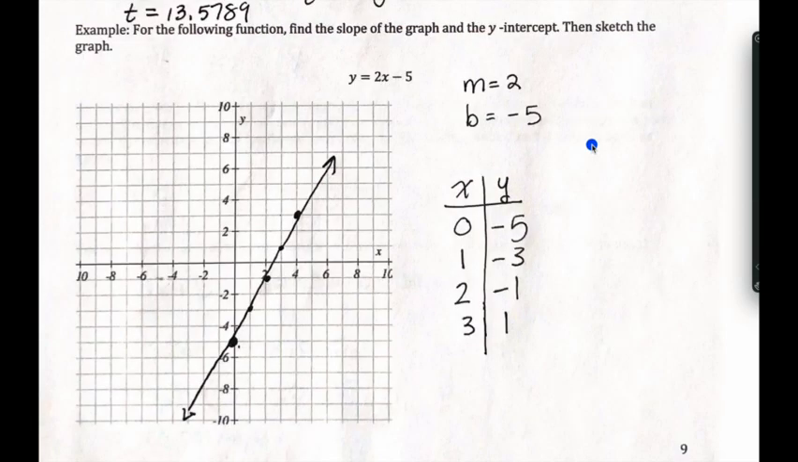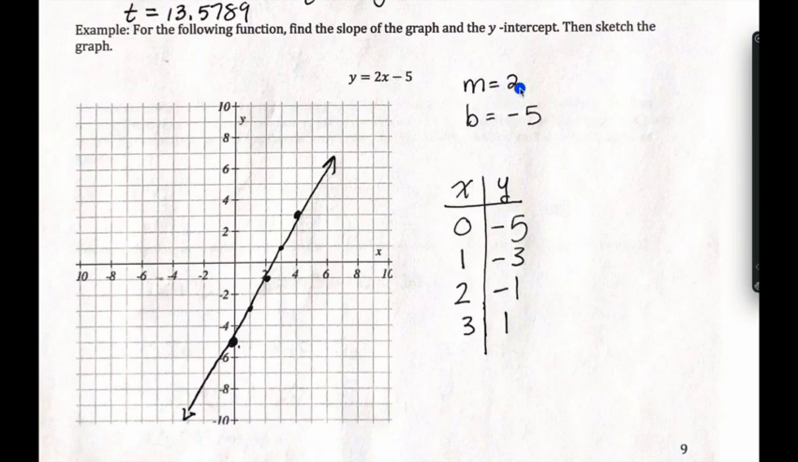The next two examples are pretty similar, where we're given an equation and we have to identify the slope and the y-intercept and graph the equation. So it says for the following function, find the slope of the graph and the y-intercept and sketch the graph. So remember, the slope is the value that's in front of the x. A lot of times when I ask students, given an equation like this, what is the slope? They'll answer 2x. The x is not part of the slope, so make sure you're only using the number that's in front of the x. So in this case, our slope is 2.